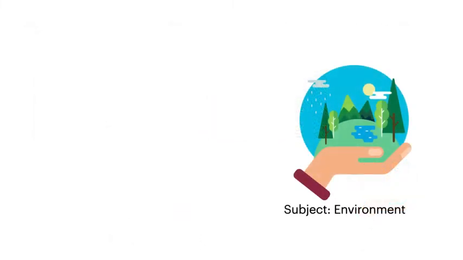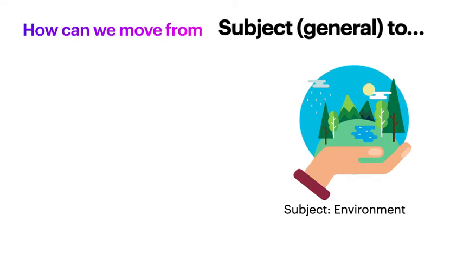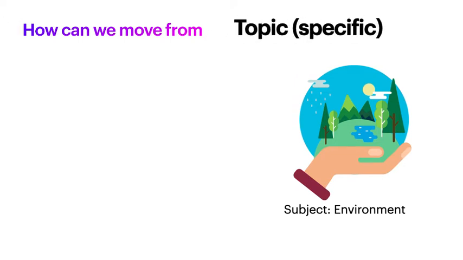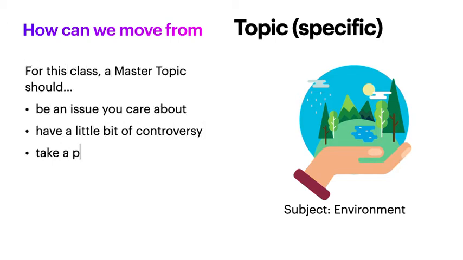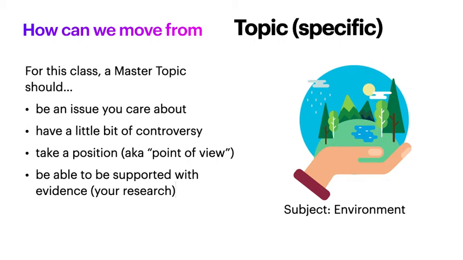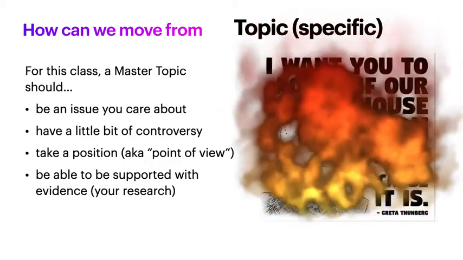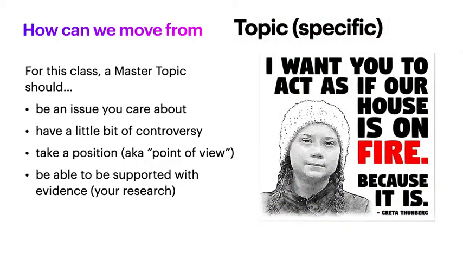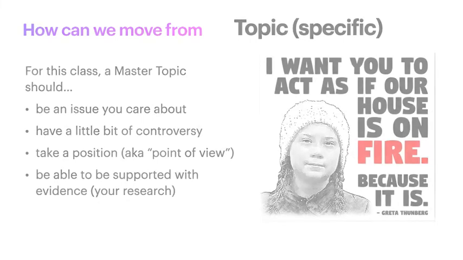So for example, I'm going to start with the subject of environment. So I want you to think about how we can move from this general subject to a specific topic. So for this class, a master topic should be an issue you care about, should have a little bit of controversy, different points of view, and you'll need to take a position on this issue and also be able to support it with evidence from your research. So think about something like climate change and the urgency around that.